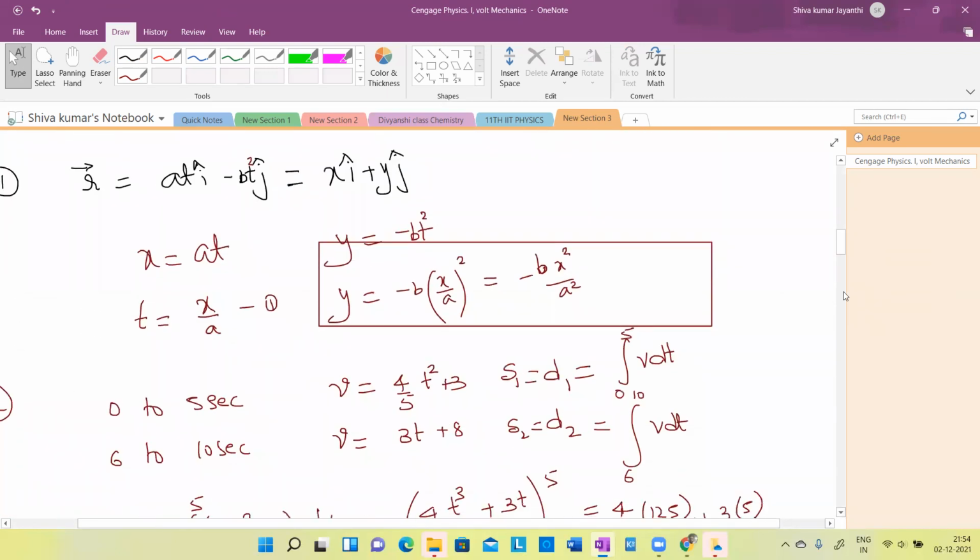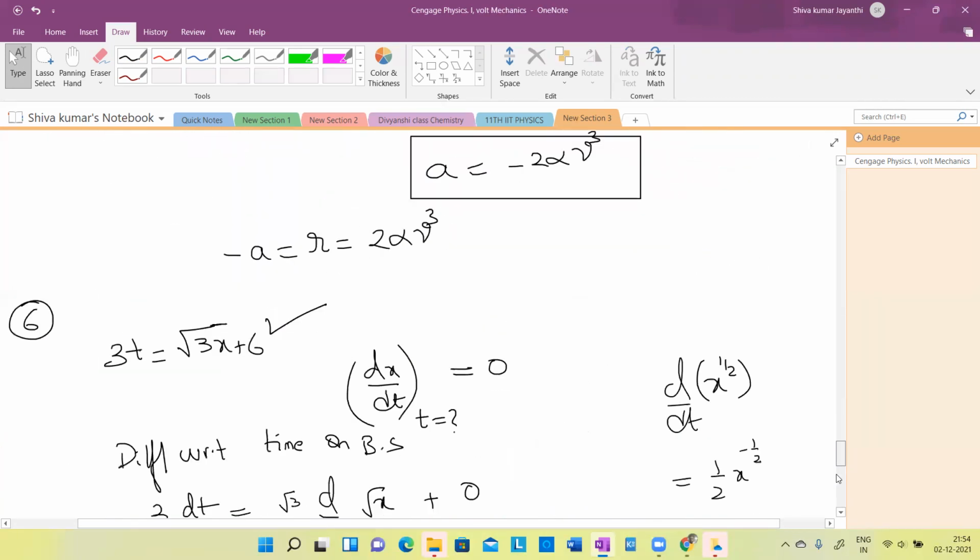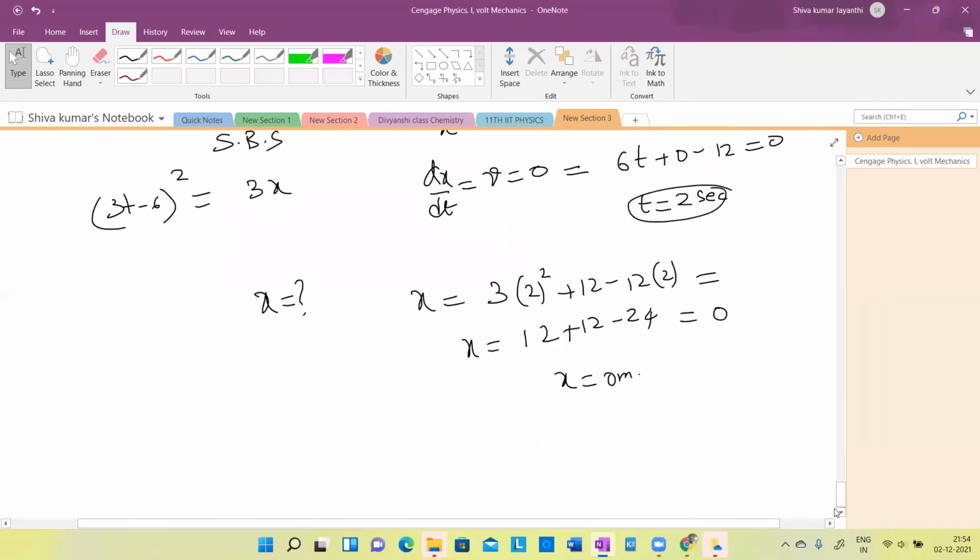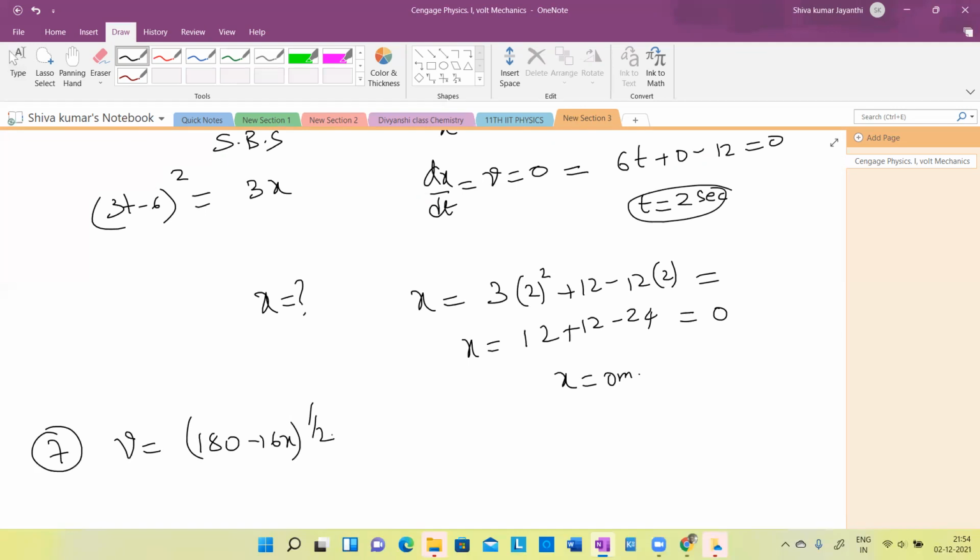But you see, acceleration, generally you think acceleration is dv by dt. There is one more formula for acceleration that we are going to use here. What is the equation for velocity they give? 18 minus (16x) to the power half. How can we get acceleration when we don't have the velocity as a function of time, but it is a function of x? There is another way that you have to learn now.